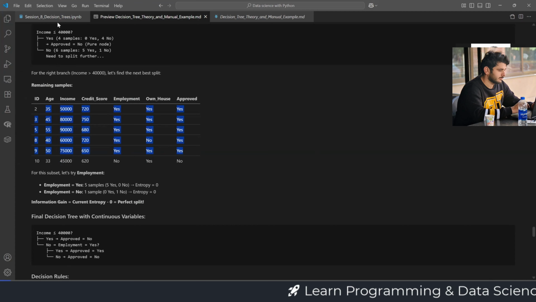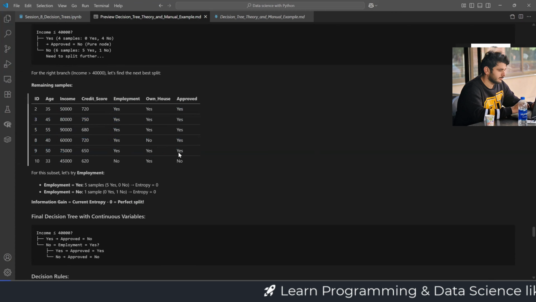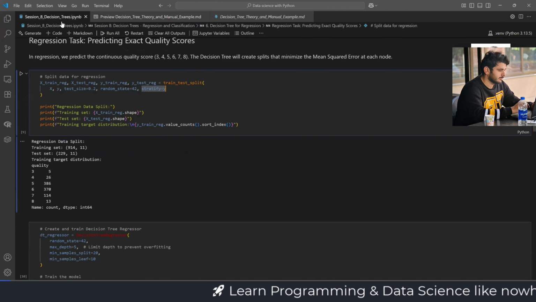So that's why we implement Stratify. So basically yes and no have an equal proportion in the training and testing sets while creating the sets.